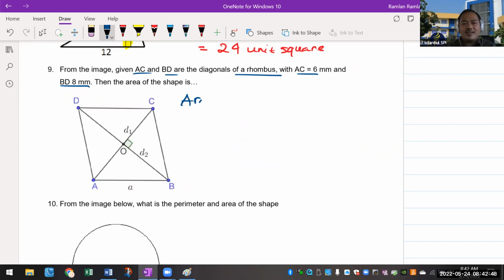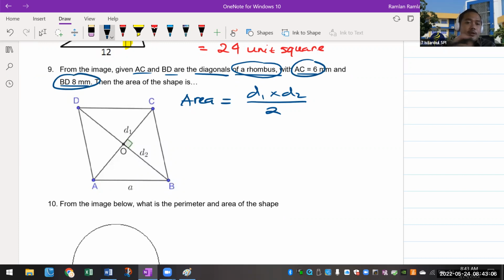Okay, the area is quite easy. Ini cuma ditanya area doang. Because this is a rhombus, and the rhombus has a formula of area, which is diagonal 1 times diagonal 2 over 2. Okay, so the diagonals are AC and BD. Since we have them, just put them into the formula. So that will be equal to 6 times 8 divided by 2. That's it. So that will be equal to 24. And since they have a unit, it will be millimeter squared. That's it. Okay, quite easy.